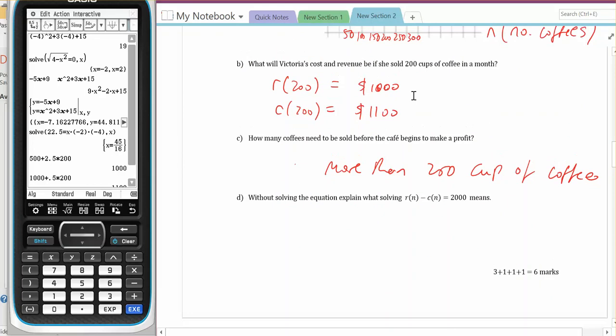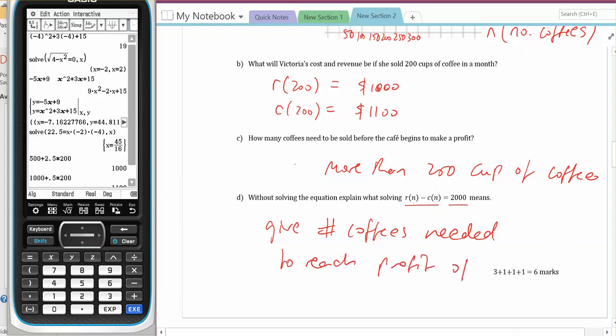Without solving the equation, explain what this means. Okay. So what this means is R(n) minus C(n), which is the revenue minus the costs, is the profit, remember? So it means that if I were to solve this equation, I'm solving for n, for which the profit is equal to $2,000. So it gives the number of coffees needed to reach a profit of $2,000.